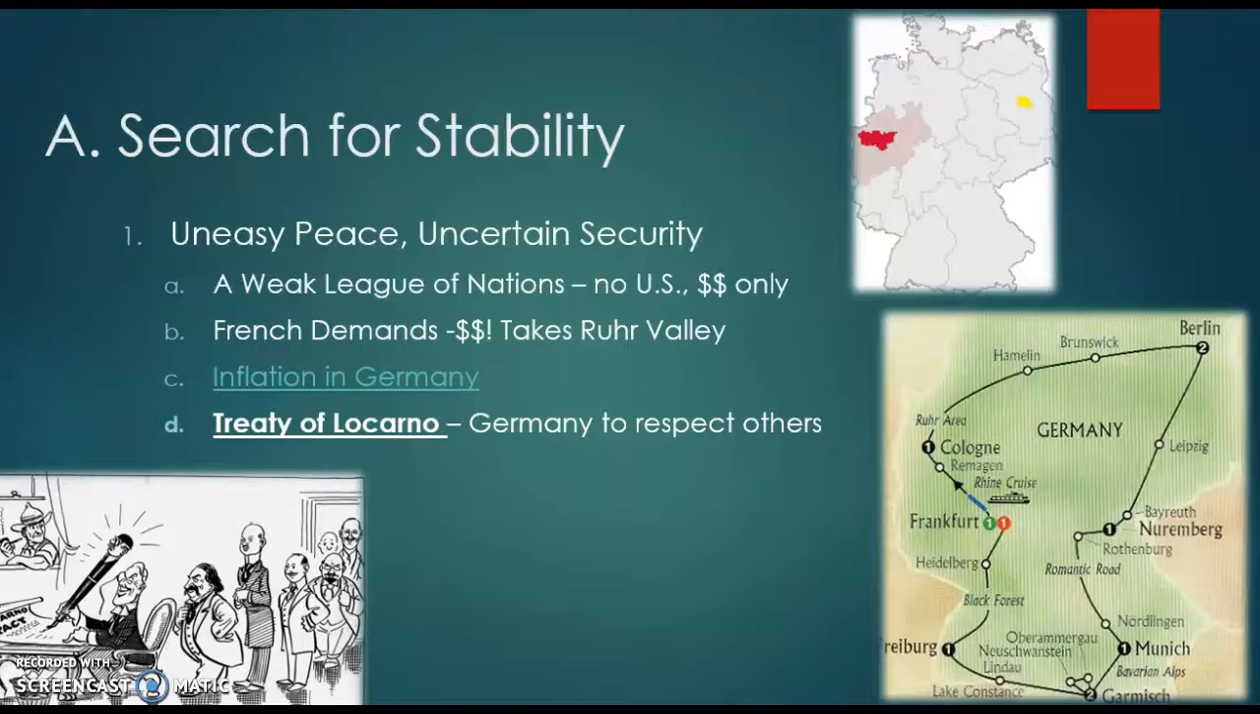Two years later, the Kellogg-Briand Pact brought even more hope. 63 nations signed this accord written by the U.S. Secretary of State Frank Kellogg and the French minister Aristide Briand. These nations pledged to renounce war as an instrument of national policy. Nothing was said, however, about what would be done if anybody violated the pact.